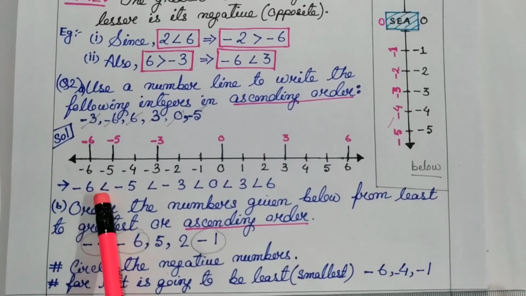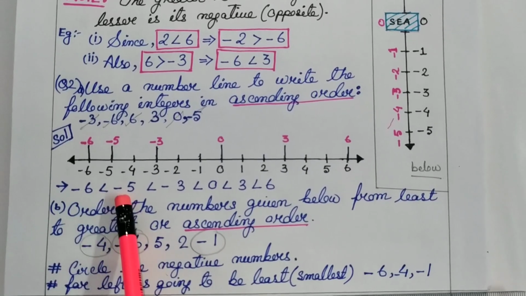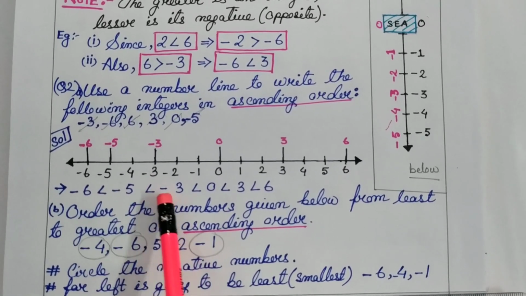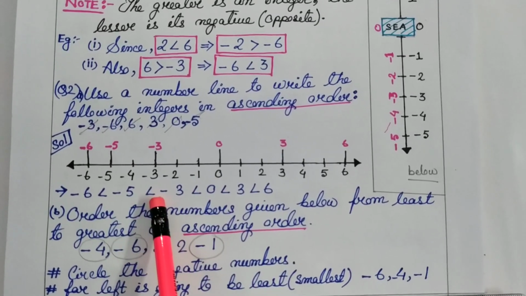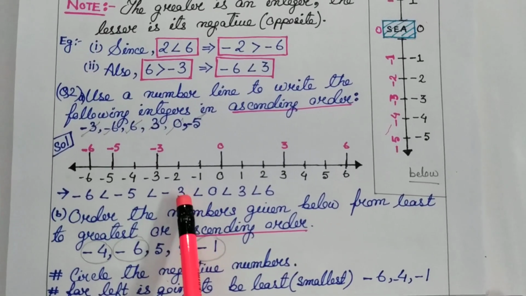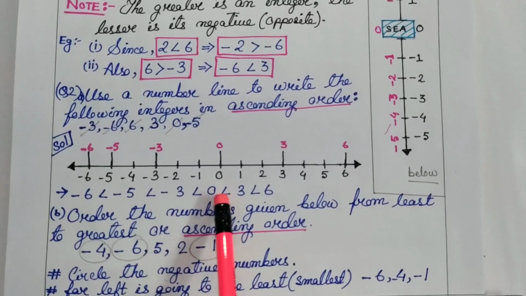See, this is what I have written. Minus 6 is less than minus 5. Minus 5 is less than minus 3. Minus 3 is less than 0 and so on.